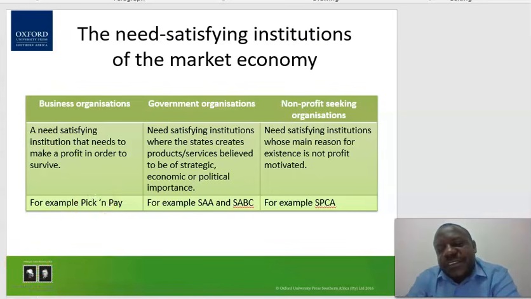Then we also have non-profit seeking organizations, but they will still need to make a profit, although they call it surplus. These are need-satisfying institutions whose main reason for existence is not really to make profits, but they need to make a surplus to survive or to be sustainable. So it may happen that one day you will be working in a non-profit seeking organization. It doesn't mean that you must always be making deficits. You must actually work to make a surplus, which in business terms is basically a profit.